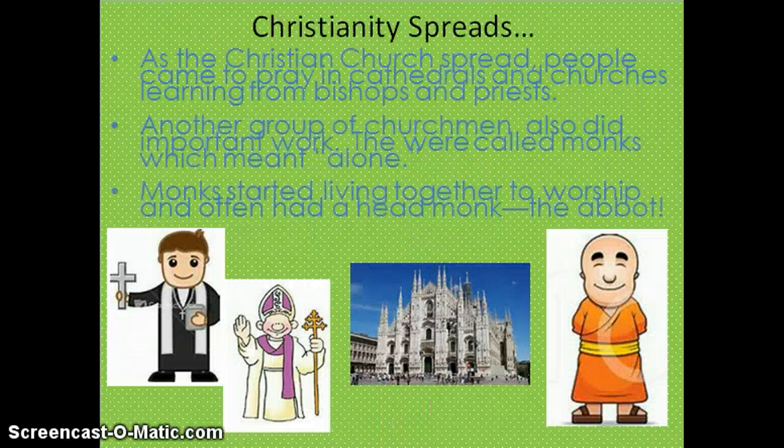Christianity spreads. Now, as we're working, Christianity is beginning to spread. As the Christian church spread, people came to pray in the cathedral that I just showed you a picture of, and there's another one here, and churches, learning from bishops and priests. Now, priests were a step below bishops. Remember, we said there was a pope, there were bishops, and then there were priests as well.